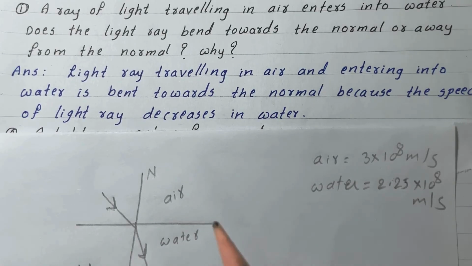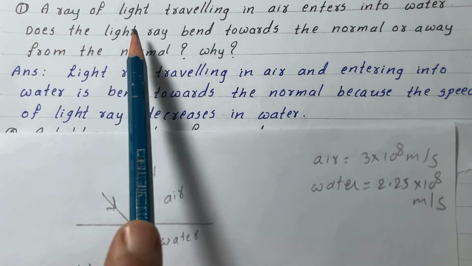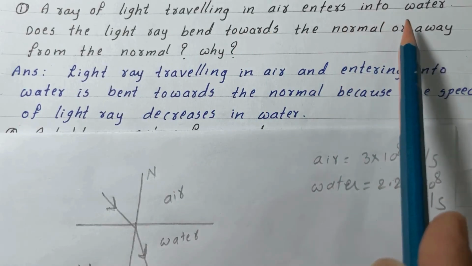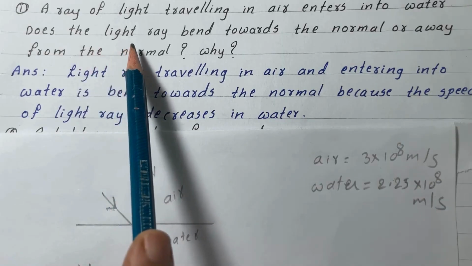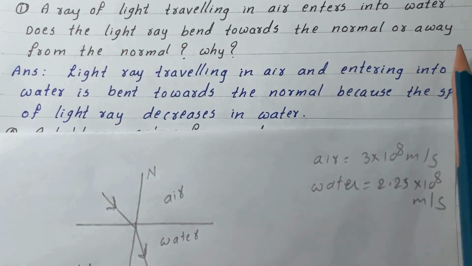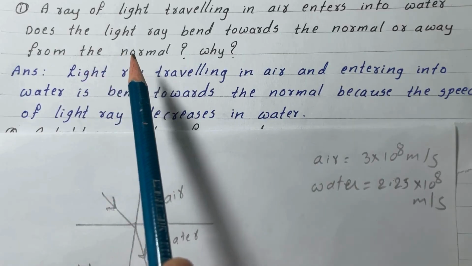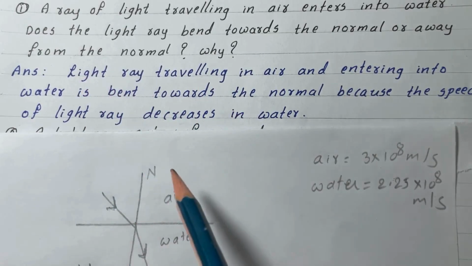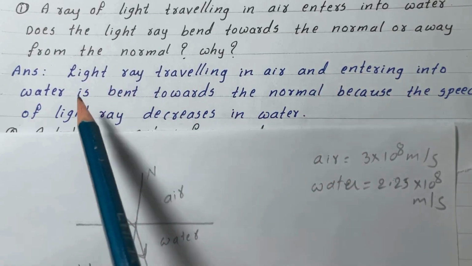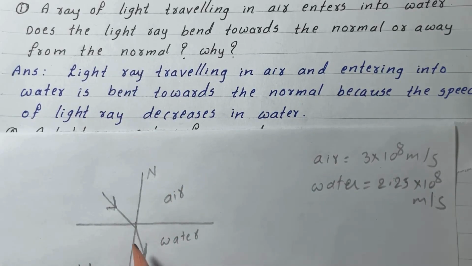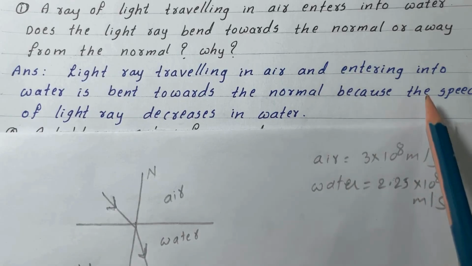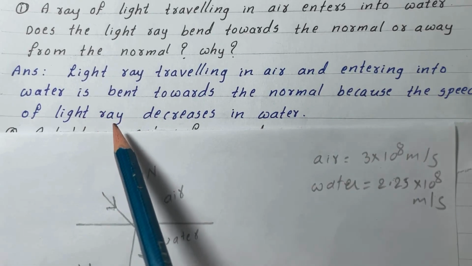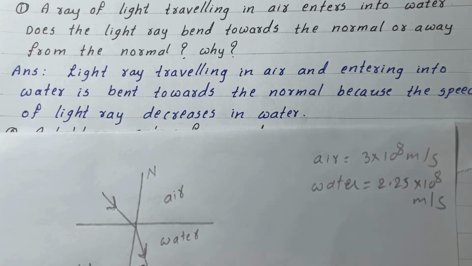Here is a question on this topic. A ray of light traveling in air enters into water. Does the light ray bend towards the normal or away from the normal? Why? Our answer is: a light ray traveling in air and entering into water is bent towards the normal because the speed of light decreases in water.